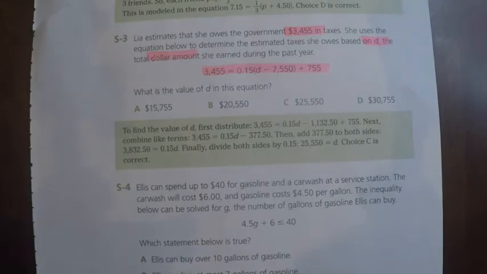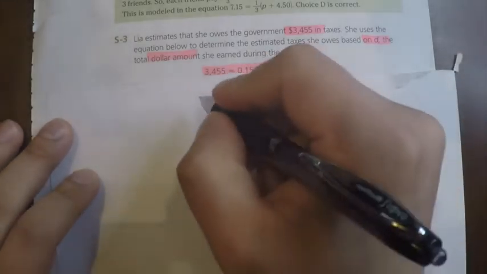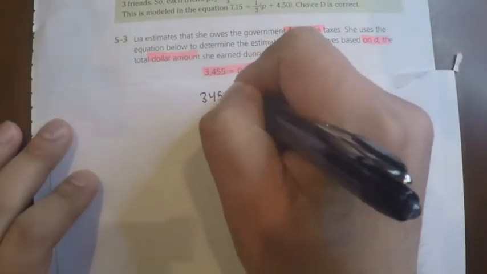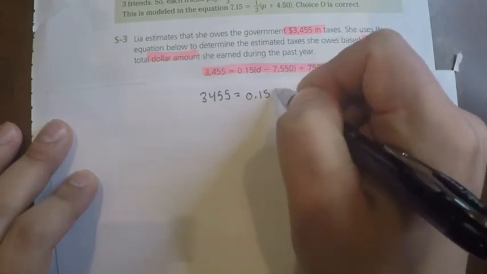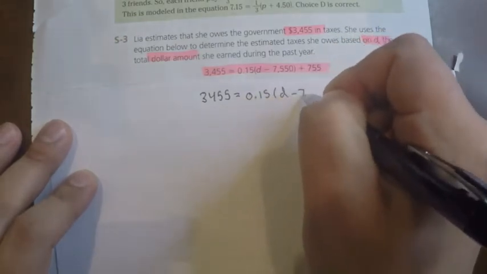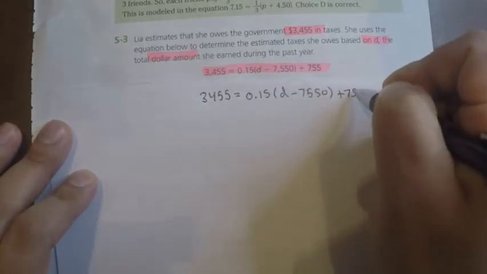So for this problem here, we're just going through and solving the equation. So if we start with 3,455 is equal to 0.15 times d minus 7,550 plus 755. The first thing we need to do is remove the parentheses in this equation here. And we're going to do that by using the distributive property. So make sure you have a calculator handy here.